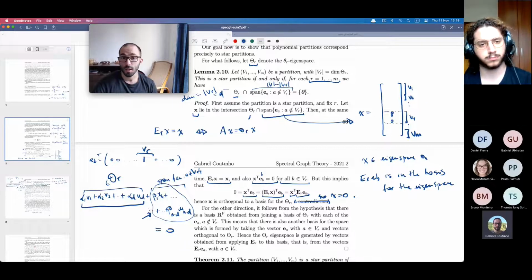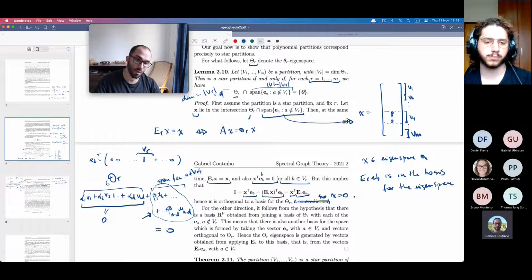So there is an intersection, but then what's happening is there is no intersection. The intersection is the 0 vector. So if I have something in the eigenspace equal to something on the other, these things must be 0 themselves. So this must be 0, and this must be 0. But then these are linearly independent vectors in each one of the spaces, so all of the coefficients must be 0.